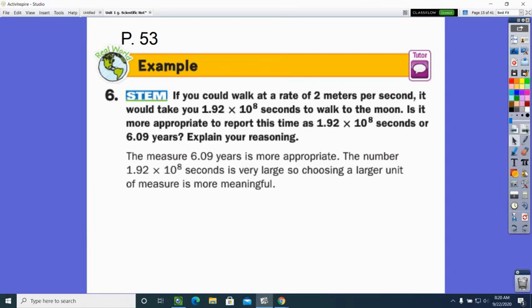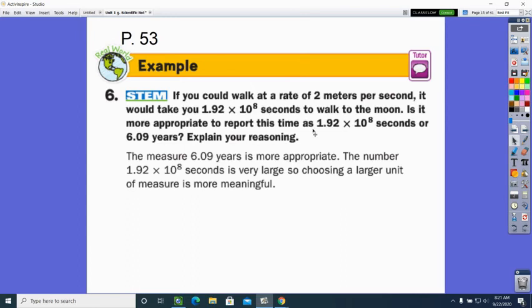Is it more appropriate to report that time in the number of seconds or in the number of years? So 1.92 times 10 to the 8 seconds is the same value as 6.09 years. They are the same amount of time, but in one case you're reporting in years, and in one case, you're reporting in seconds.